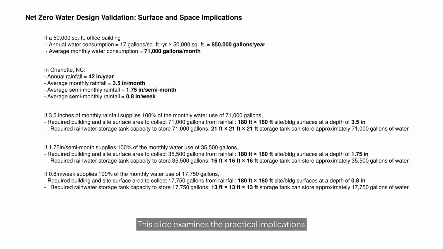This slide examines the practical implications of collecting enough rainwater on site to meet water demand. Let's use a 50,000 square foot office building as an example. At a usage rate of 17 gallons per square foot per year, the building consumes about 850,000 gallons of water per year, or roughly 71,000 gallons per month.